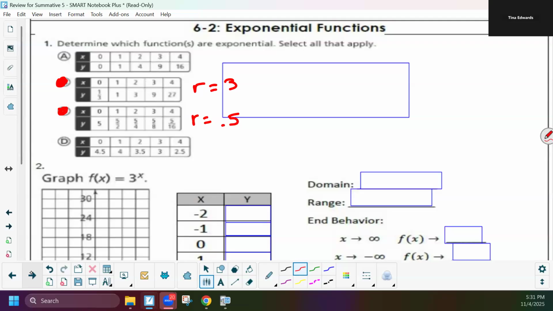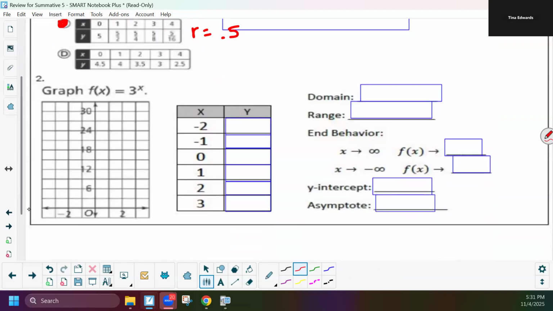And the last one, there's nothing that I can multiply 4.5 by to get 4 and so on. So that one is not exponential. It's not increasing by a common ratio. When it comes to this one down here, be careful because it is counting by threes. They did that just because the numbers get very big. Again, use your calculator and you can put in 3 to the x power and y equals, and then look at the table. If you do that, you get these values for y.